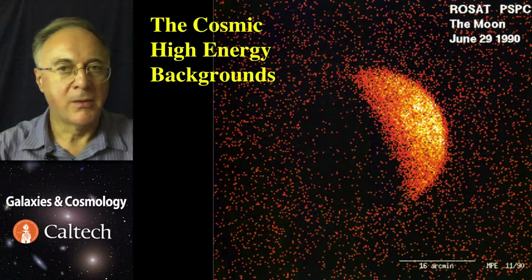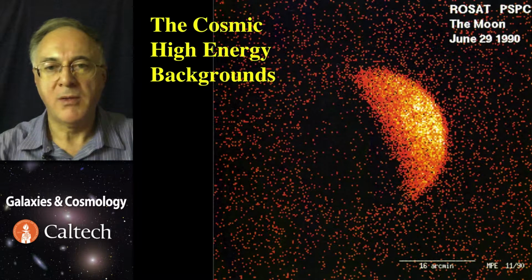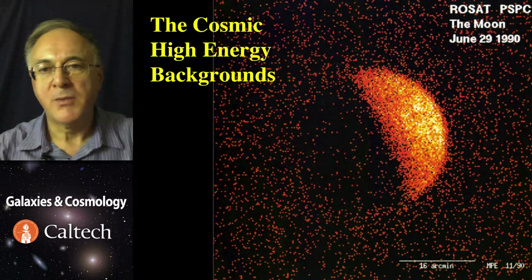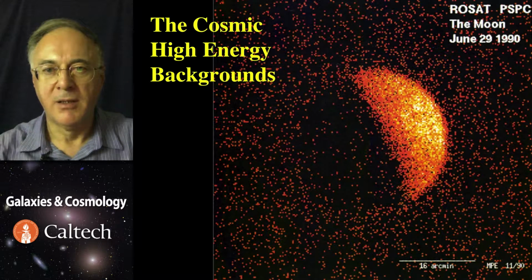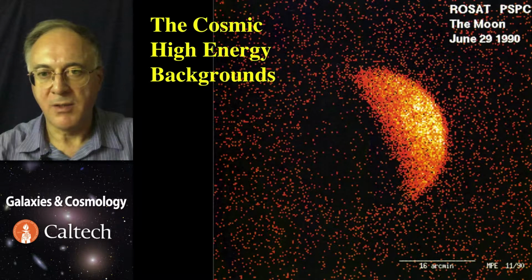We'll now talk about high-energy diffuse backgrounds, which are in X-rays or gamma rays, and their origins, which are mostly from active galactic nuclei. This picture is an X-ray image of the Moon from the ROSAT satellite, and you can see that the illuminated side of the Moon is reflecting X-rays from the Sun.